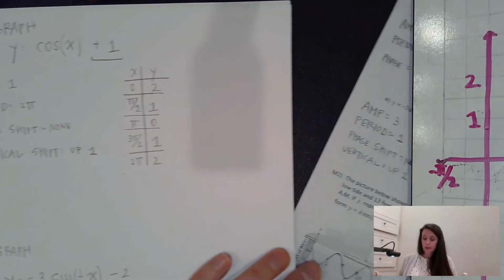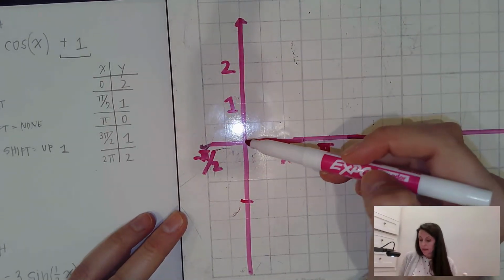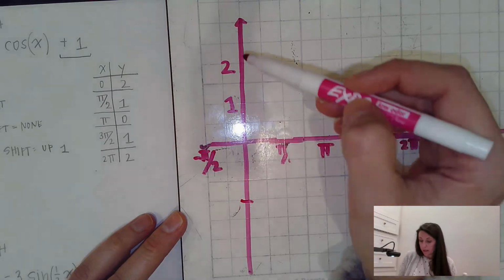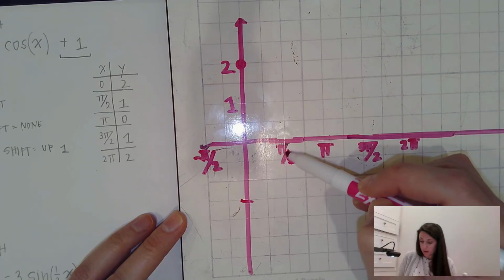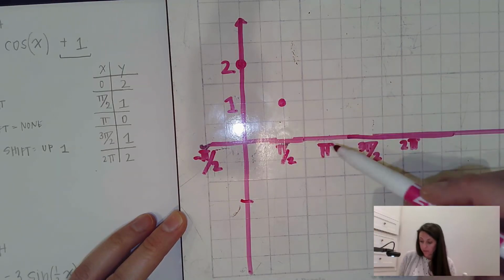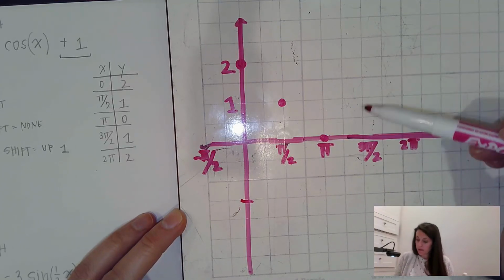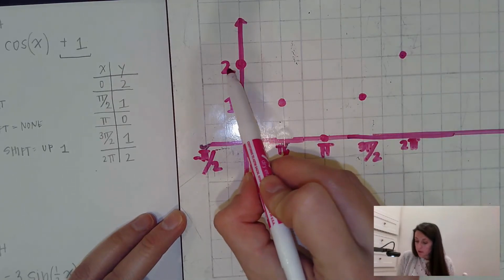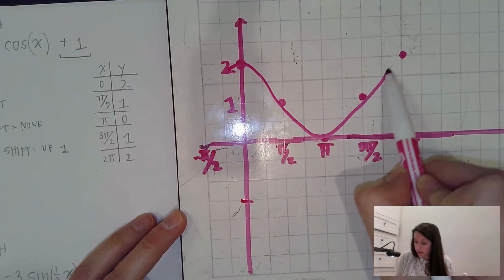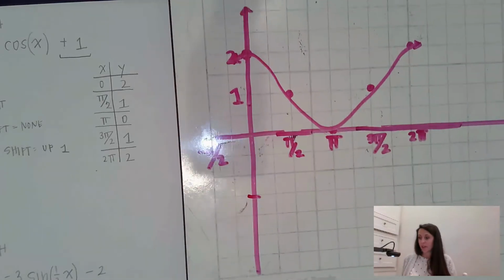So at an x value of 0, I will be up at a 2. At pi over 2, I will be down at a 1. At pi, I will be at a 0. At 3 pi over 2, I'll be up at 1. And at 2 pi, I'll be back up at 2. So here is one period of your graph. So as long as you know the unit circle, you can do any kind of graphing.